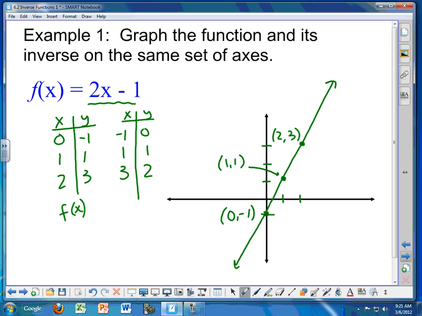Of course, these three points can now be plotted. -1, 0 is over here.